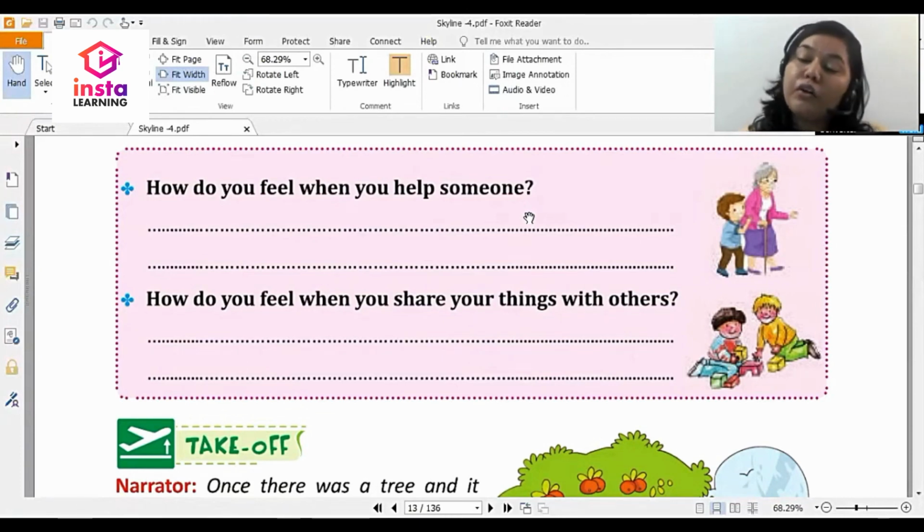And how do you feel when you share your things with others? Let's say you have a classmate who by mistake has forgotten colors for the drawing class, and you agree to share your color box with that particular friend of yours. How did you feel at that time? Did you like sharing things with your friends or not?